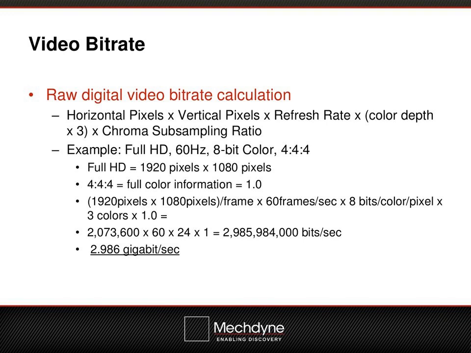As an example, a very common video signal would be full HD at 60 hertz with 8-bit color, 444. As you do the math, you get full HD, so that's your pixel count, 1920 by 1080. And then 444 means you have your full color information, so your ratio factor for chroma subsampling would be 1 in this case. So there you start to do the math. You can see how the math plays out. What you end up with is just shy of 3 gigabits per second for a full HD 60 8-bit color 444. Again, that's a raw digital video bit rate.